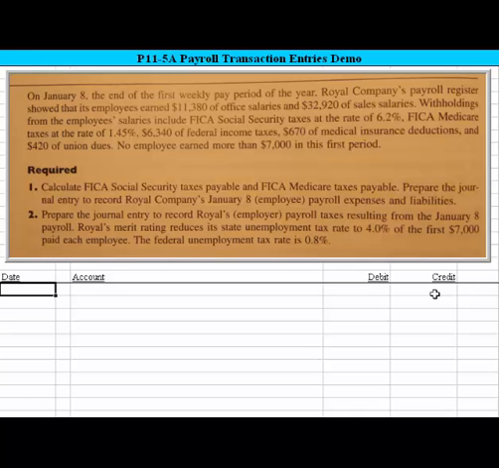Hi everyone. Let's take a look at problem 11-5A, which deals with some payroll transactions.